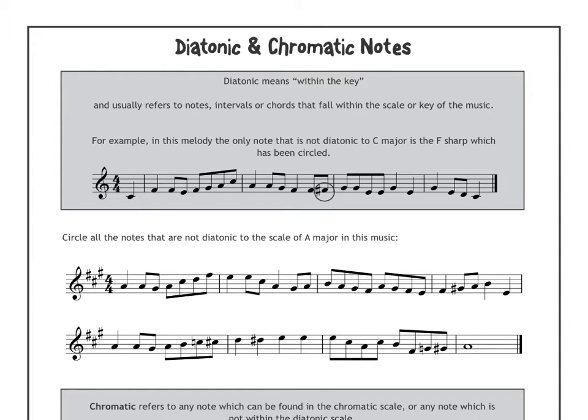Alright, a quick little review of the terms diatonic and chromatic. The word diatonic, you've heard me use it in maybe a couple of previous lessons. It literally means within the key. If I'm talking about an interval, and the upper note fits within the scale of the lower note, as we've talked about before with intervals, those are called diatonic intervals because the upper note fits within the key of the lower note.